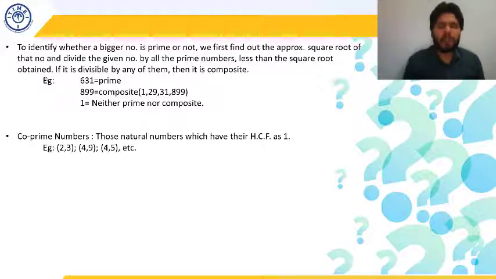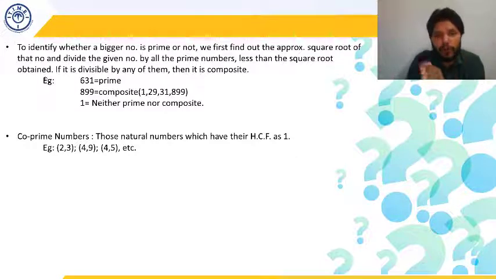Example: 2, 3. What are the factors of 2? 1 and 2. What are the factors of 3? 1 and 3. So which is the common factor between 2 and 3? 1 is the only common factor. Or we can say the highest common factor of 2 and 3 is 1. So our answer is that 2 and 3 are co-prime pairs.